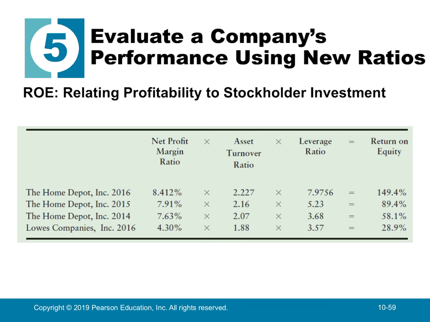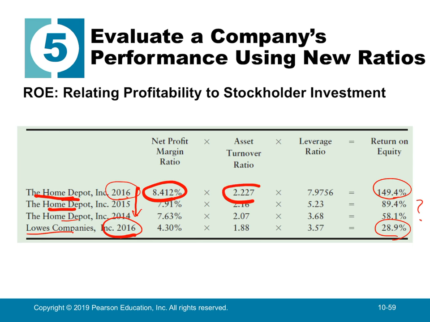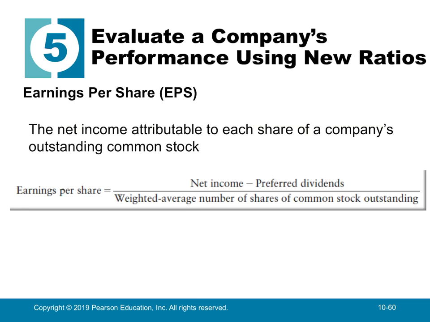And you can compare the return on equity during different years of the same company, and compare it for a given year against competitors, right? So it looks like Home Depot in 2016 had a much higher return on equity than Lowe's, and the question might be, why is that? Well, it looks like Home Depot had a higher net profit margin, a higher asset turnover ratio, and more leverage, right? So they had a much higher return on equity.